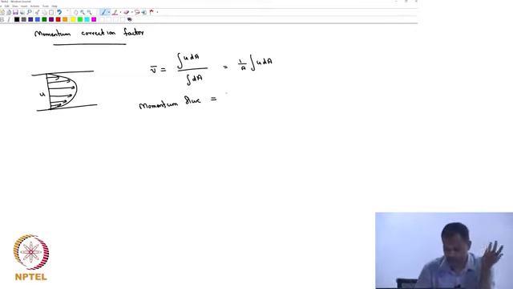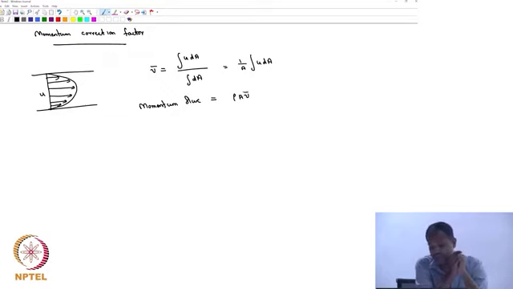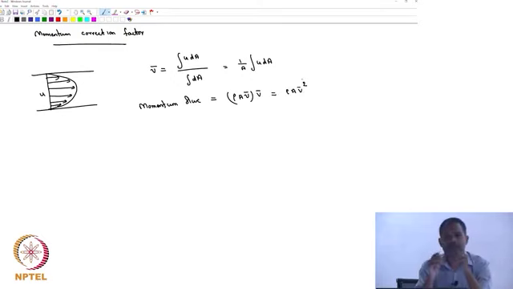So you would say that if I have a fluid of density rho going with an average velocity v bar, then A times v bar is my volumetric flow rate, times rho, the density, times v bar is going to be my momentum in, right? So you would simply write the momentum flux in as rho A v bar square. That's the momentum flux in.